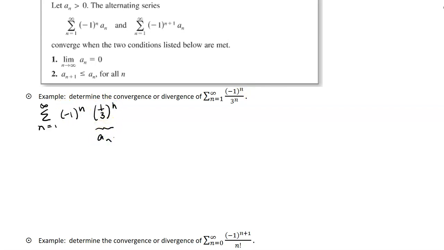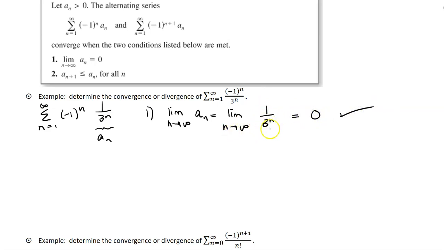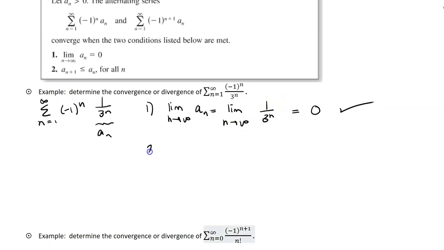For number 1, I'm just going to verify that the limit as n approaches infinity of a sub n, which is the limit as n approaches infinity of 1/3 to the n, or 1 over 3 to the n, is 0. That is what we want, because we would have a denominator that's growing, heading towards infinity, and a fixed number on top, so that gives us 0.